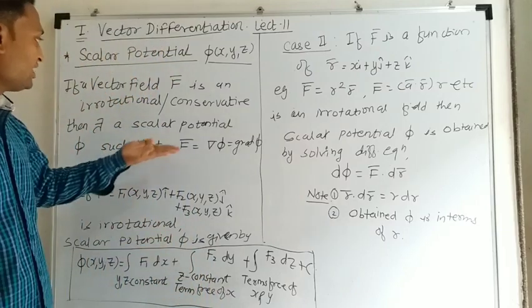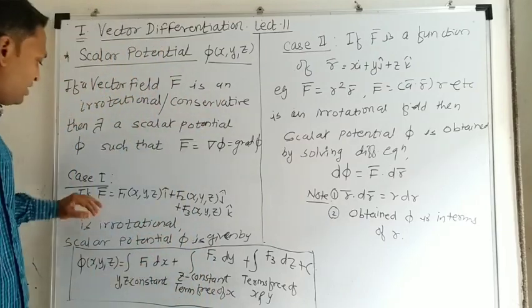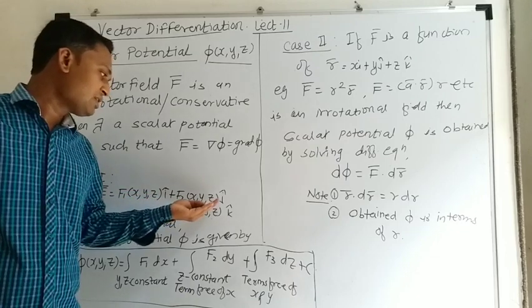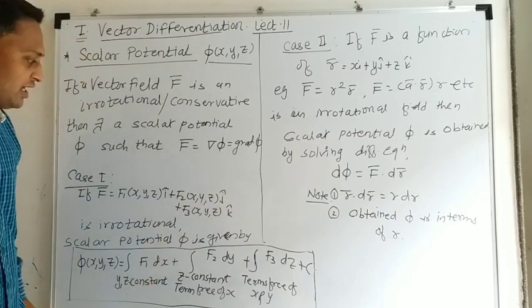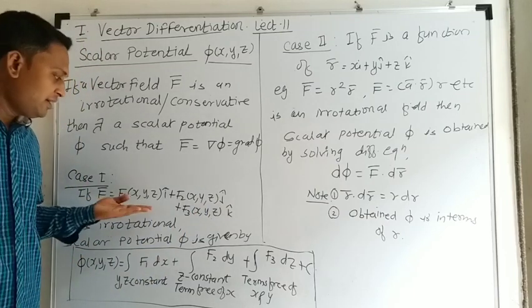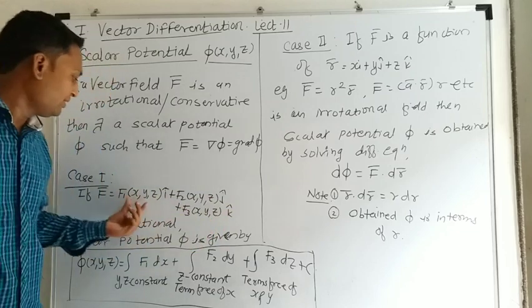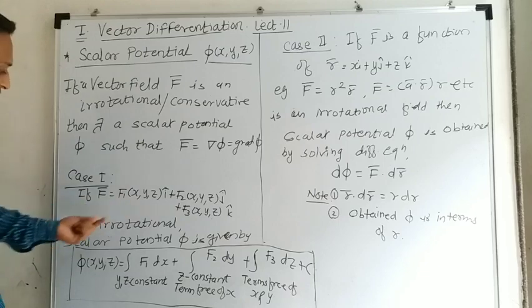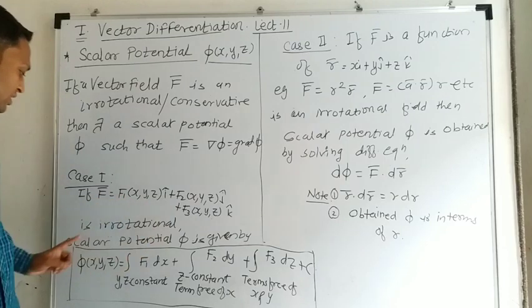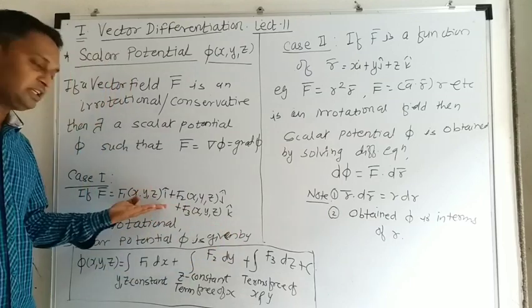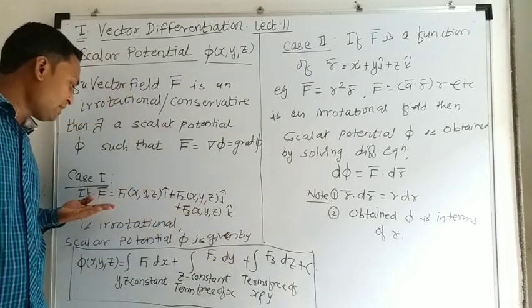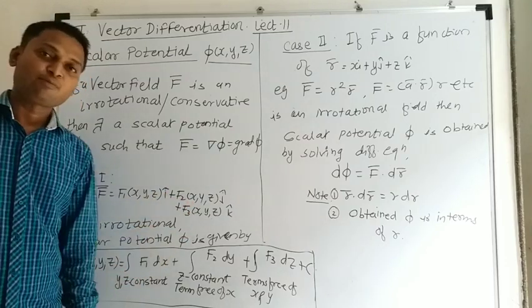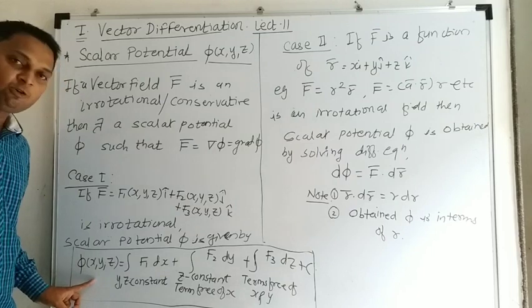Now there are two cases. Examples of scalar potential are divided in two cases. Case number one: if f bar is f1 of xyz i cap plus f2 of xyz j cap plus f3 of xyz k cap, meaning your vector field f bar is in terms of xyz, and this field is irrotational, then to calculate the scalar potential phi, we have this formula of integration.